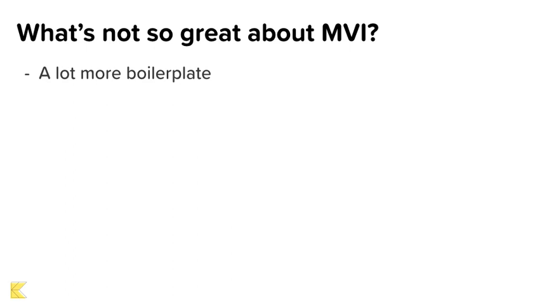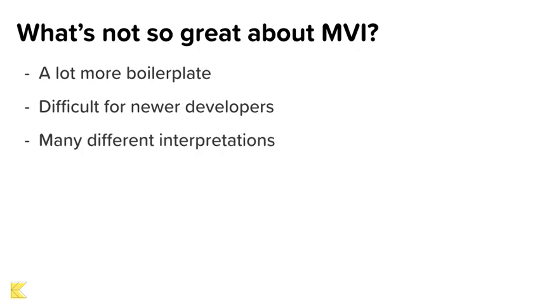Another thing is that this could be quite difficult for newer developers. Once you understand how it works and once you've worked with it for a while, you can't stop thinking of things in that way, but it might be more difficult for newer developers to get into that mode at first. Another thing is that there are also many different interpretations. If you Google MVI, you're probably going to find 5 or 6 different ways of doing it and different names for things, which is fine. As long as you're modeling around a single state, I guess you can call it MVI. It doesn't really matter, I guess.